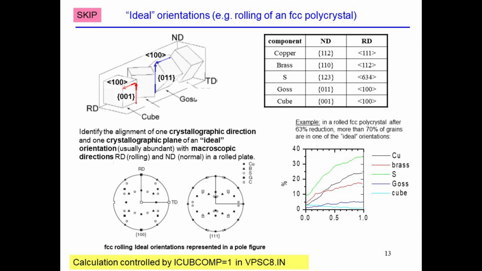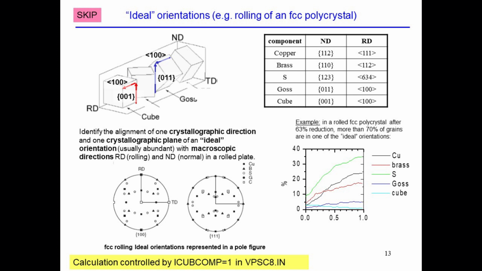The way in which they are identified is by which plane is aligned with the normal direction. For example, in the cube case, the 001 plane is aligned with the normal direction, and the direction in the crystal, the 100, is aligned with the rolling direction. So that is how they are identified: by which plane is aligned with the normal direction, and which direction is aligned with the rolling direction.